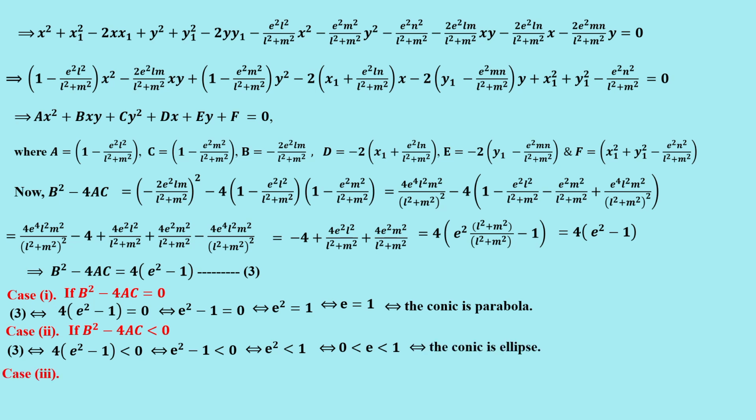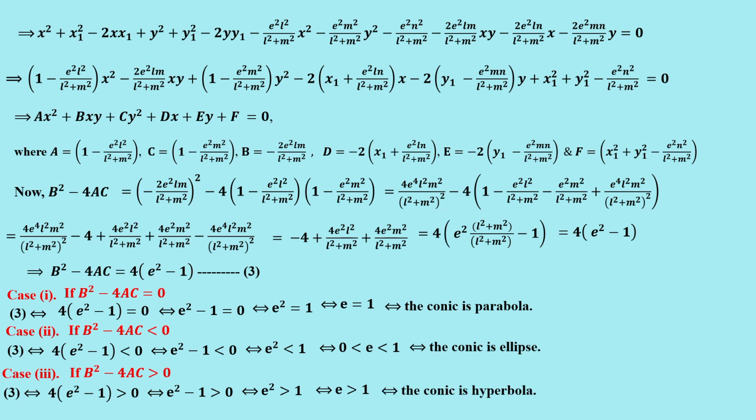Case 3, right? If b square minus 4ac is greater than 0, so 3 if and only if 4 into e square minus 1 is greater than 0, if and only if e square minus 1 greater than 0, so e square is greater than 1, so e is greater than 1, right? So this implies the conic is hyperbola. So these are all the general concept, right?